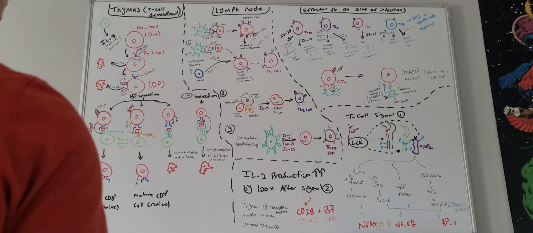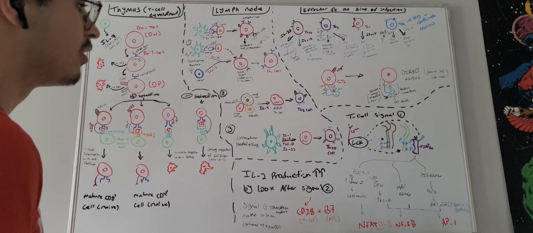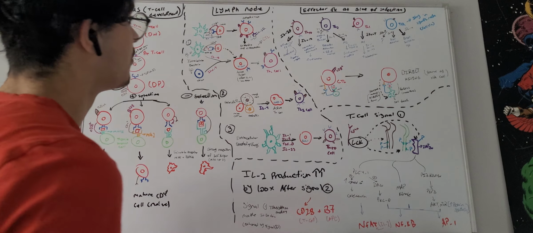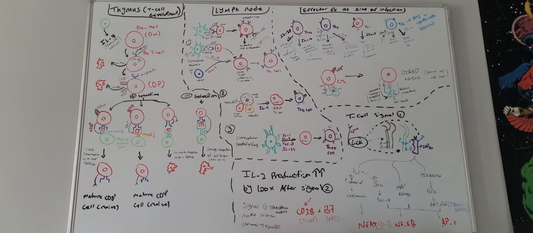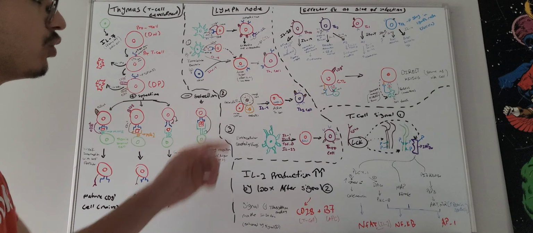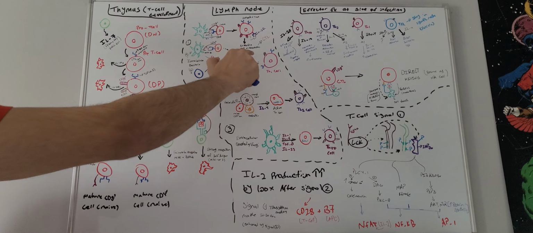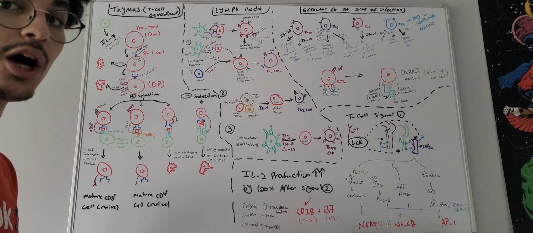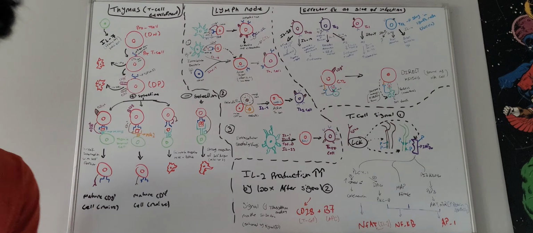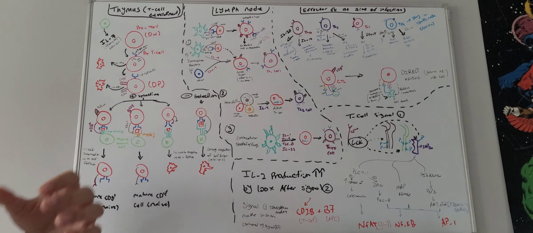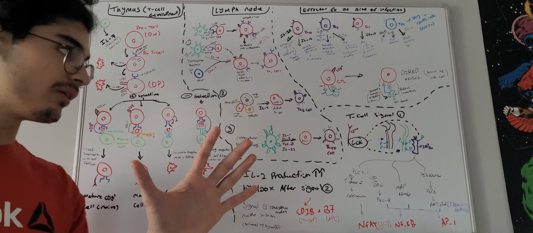Okay, so we talked about T cell development, we talked about T cell signaling, and we talked about how it's getting activated within the lymph node. Now let's talk about what I told you before: the differentiation into T helper needs a little bit more help. We need to become different types of T helper cells.